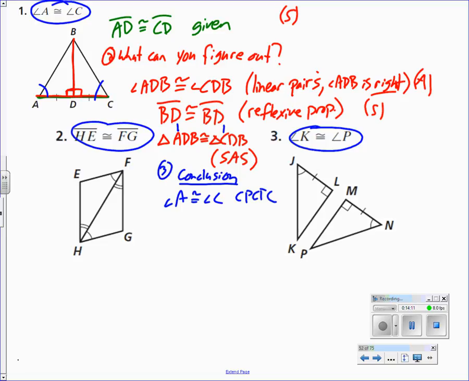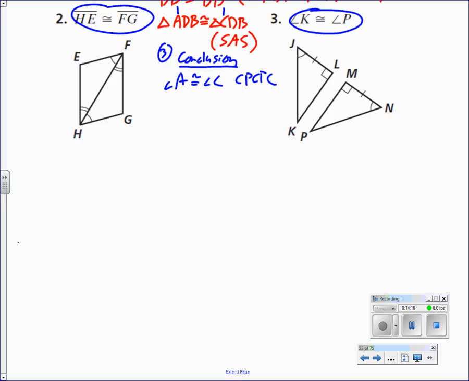So we'll go through two more of those, and then we're going to be practicing some of those in class today. Same thing on number 2, we're trying to prove that the segment HE is congruent to the segment FG. So we're going to start by just writing down our given information.